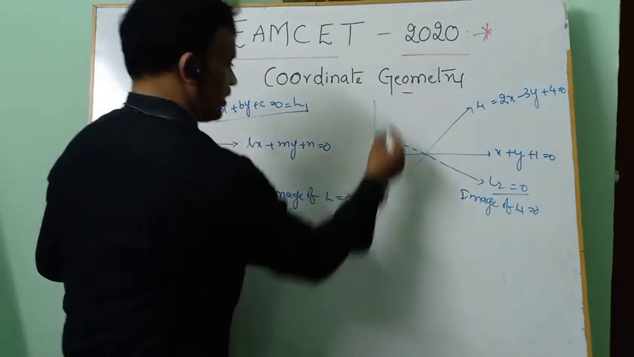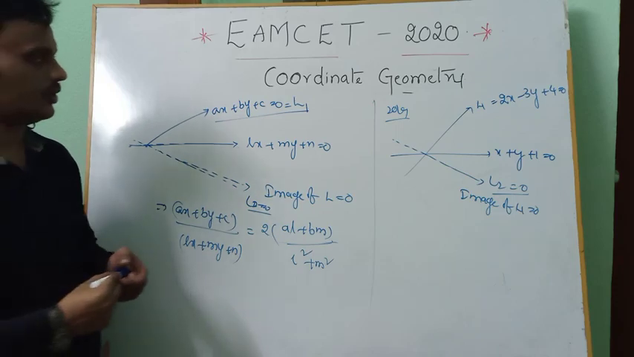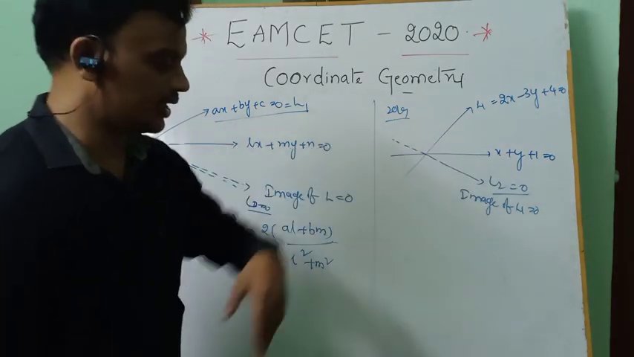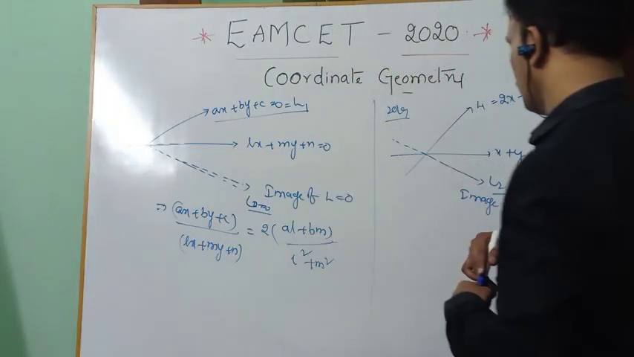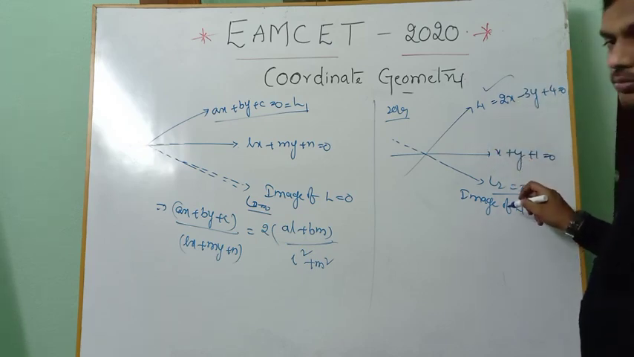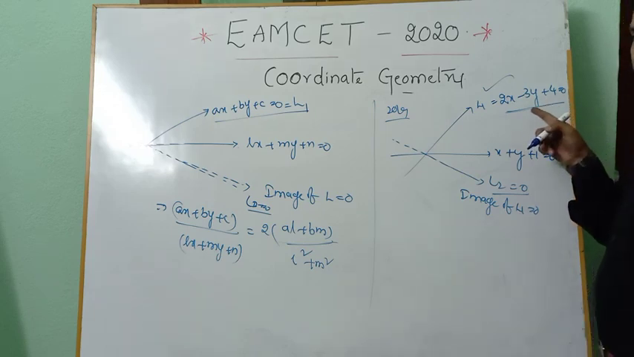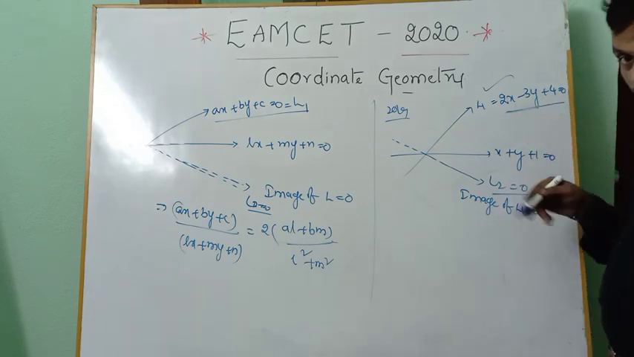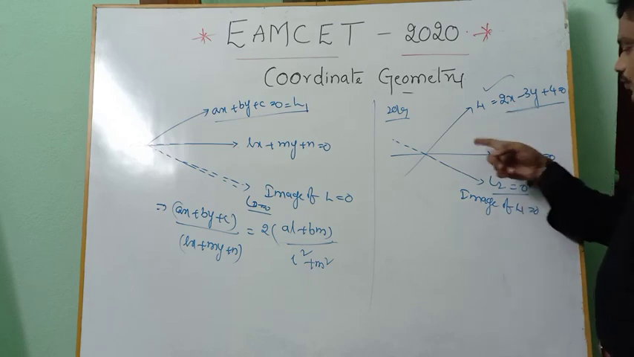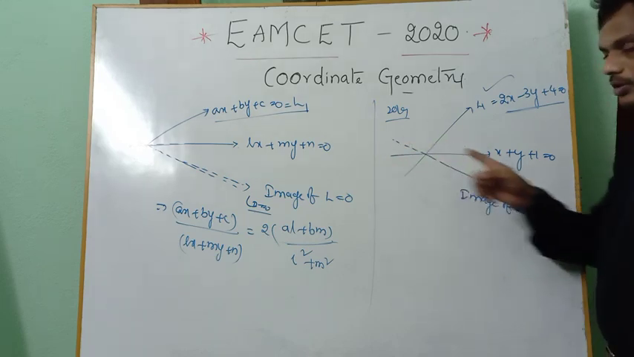In the last MHT CET exam 2019, we got the same question. They have given that x plus y plus 1 equals 0 is the angle bisector of two lines L1 and L2. Of those, one line is given, 2x minus 3y plus 4 equals 0. Then find the second line. So indirectly they are asking what is the image of the line L1 with respect to this line, which is L2. Same model problem.